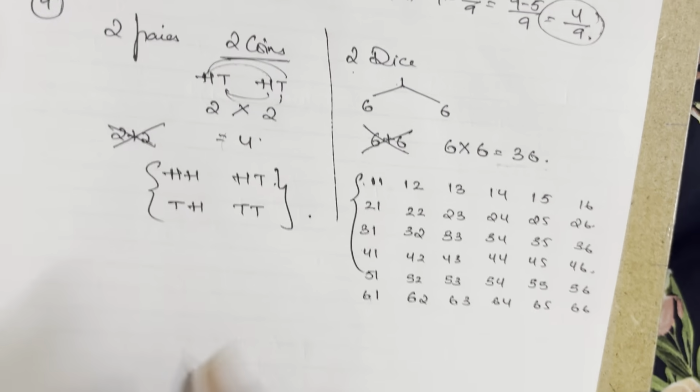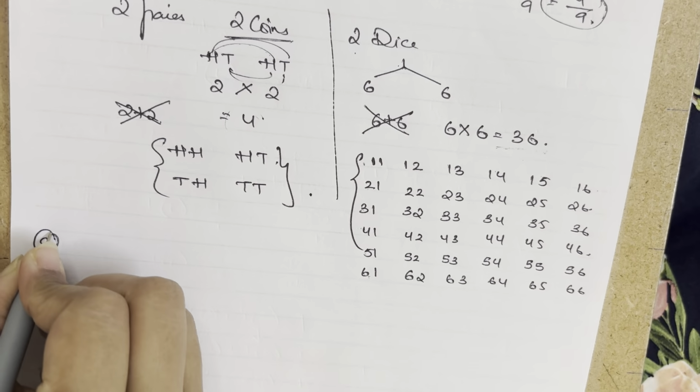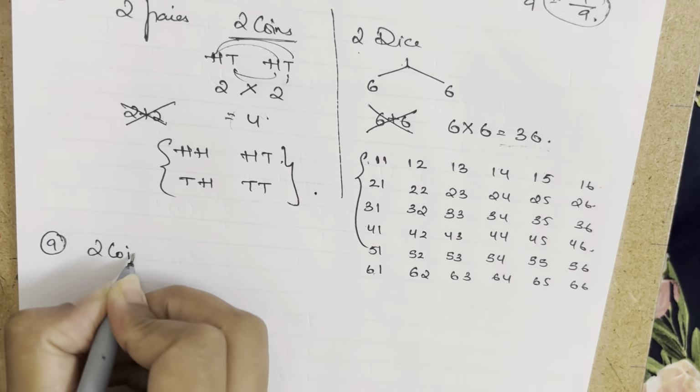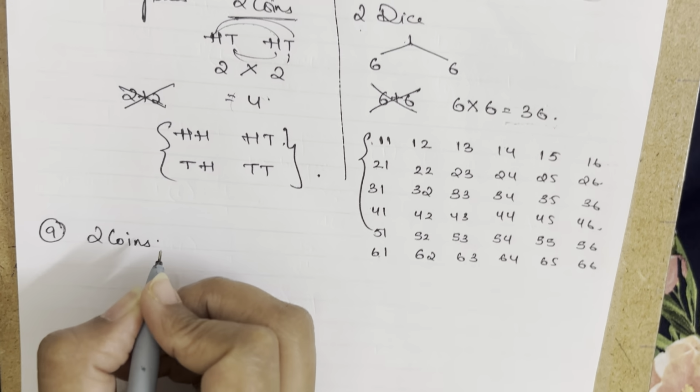Now, the 9th question starts as: Harpreet tosses 2 different coins simultaneously. 2 coins are tossed simultaneously.